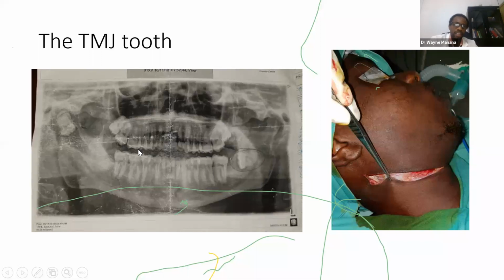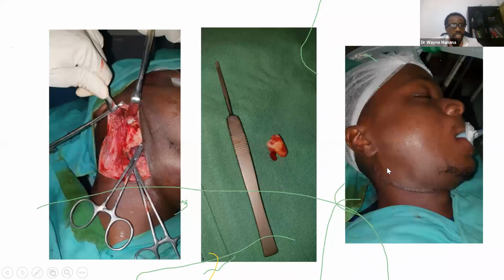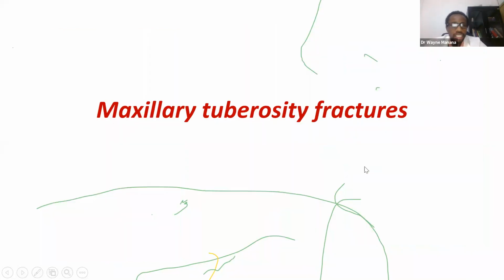So in such a case, you have to do an extraoral approach. So you actually open from outside, lift the masseter, this is the tooth, and then you do the disimpaction from outside.